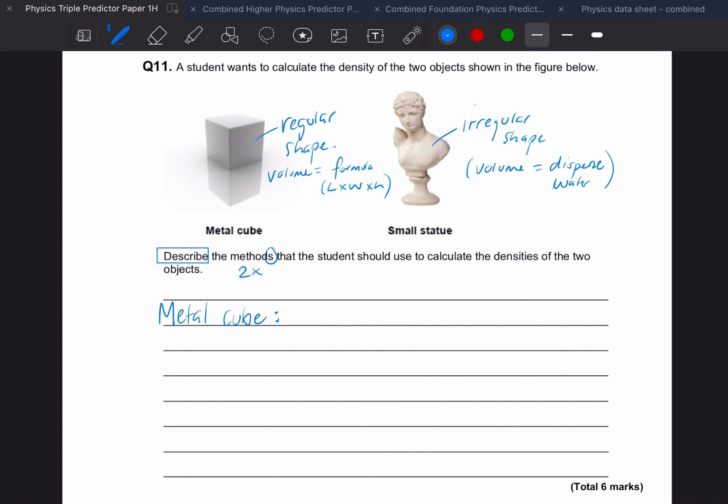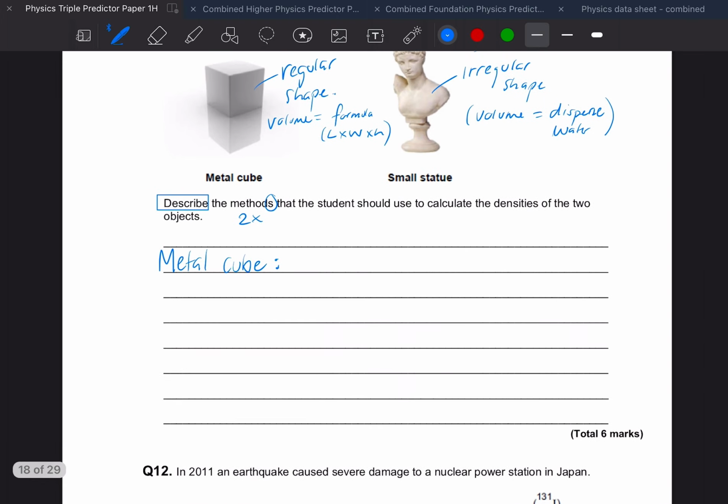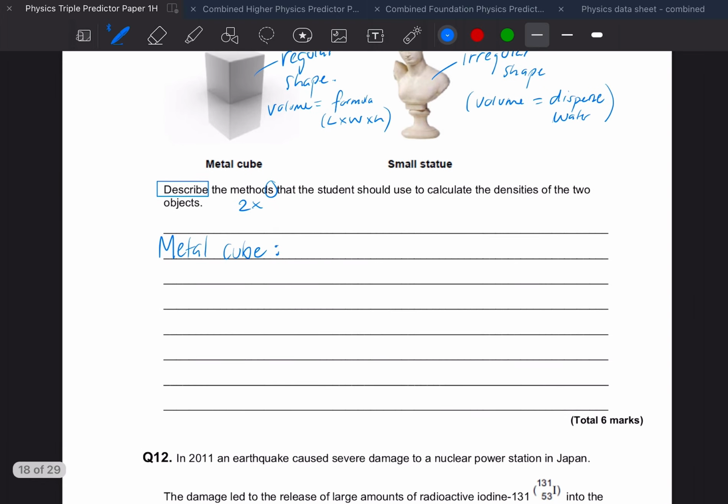It's worth 6 marks. As with anything that's worth 6 marks, it's not really about 6 points. It's about making sure that your method is logical, coherent, so it's easy to follow, and that someone could use it to get valid results. That's always the test of a 6 marker. So can it be followed? So we're really looking for a step by step.